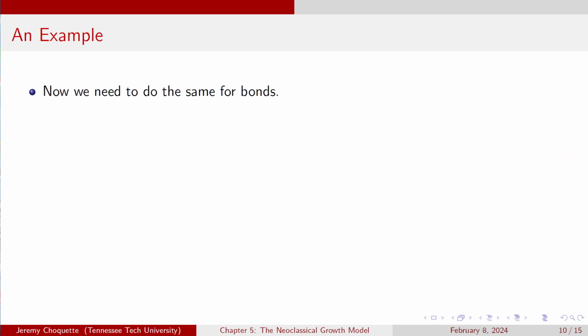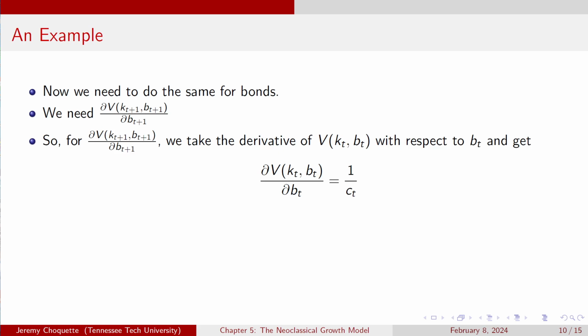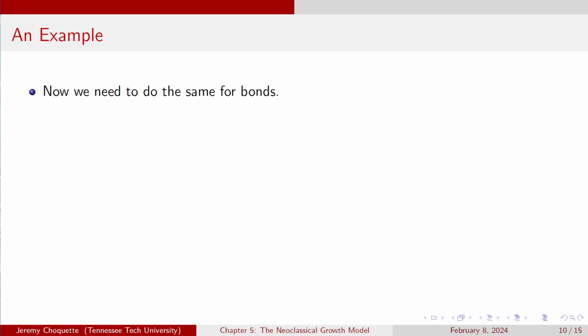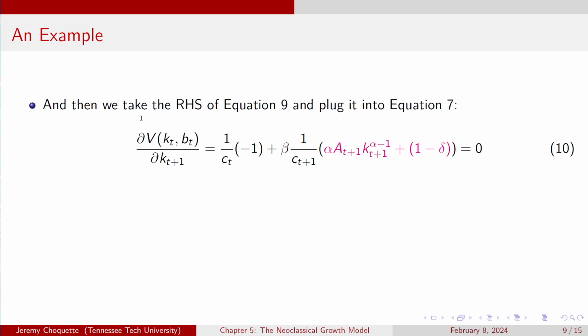Because now we got to do the same thing for bonds, right? We need the derivative of v with respect to bt plus 1. So what do I do? Well, I take the derivative of v of kt and bt with respect to bt. So again, with this right here, I need this. This showed up in my first order condition for bonds.